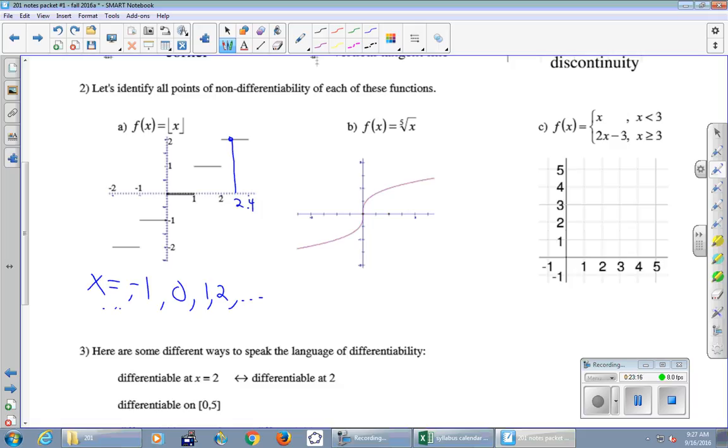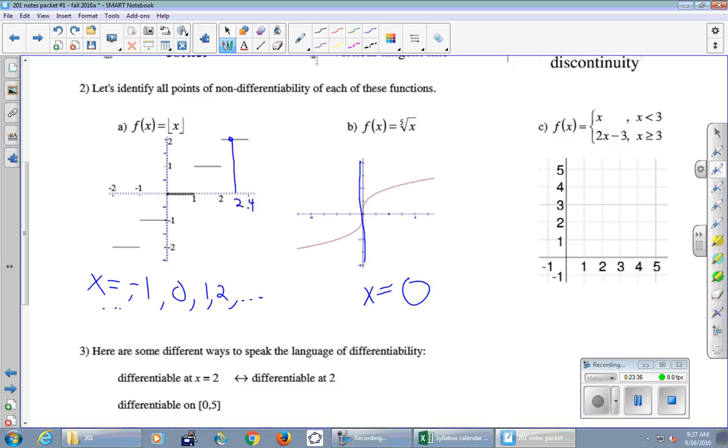Okay, part B, the function here is the 5th root of x. What's the one problem here? It's an undefined slope. So x equals what number is the bad one? 0 in this case. Derivative is not defined there.